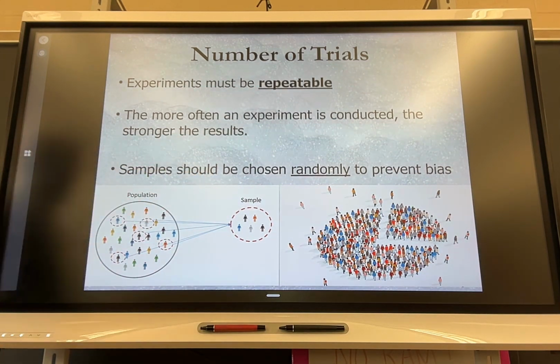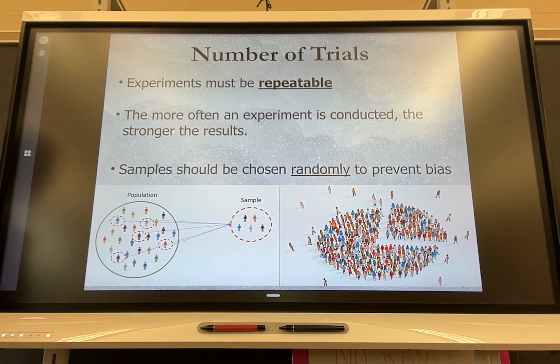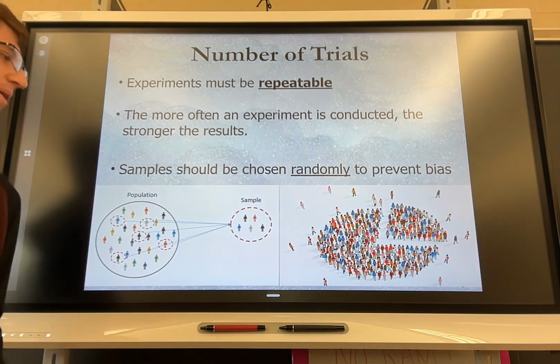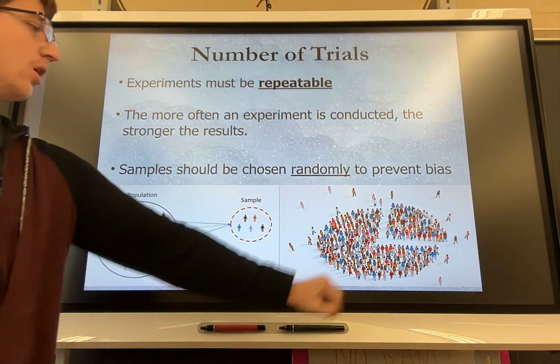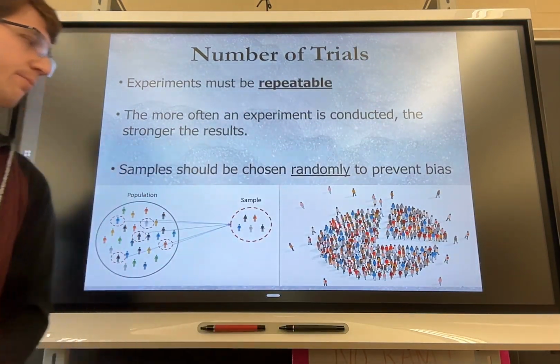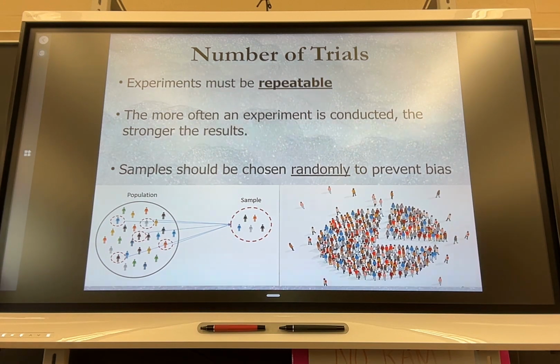So take a moment, pause the video. We have 2 different experiments here. One has a sample of 5 people, one has a sample of a quarter of the people. Which of those do you think would have better and stronger results?